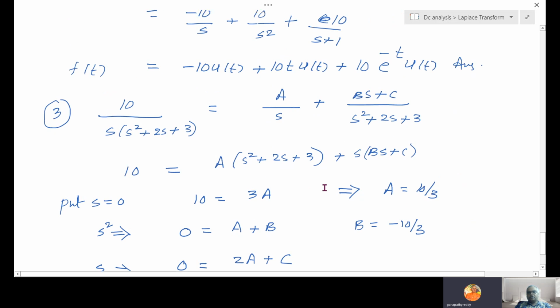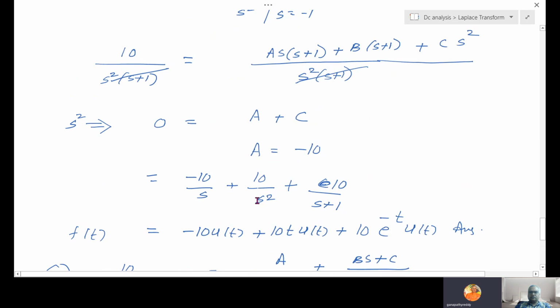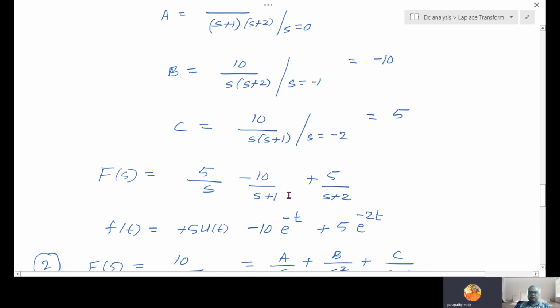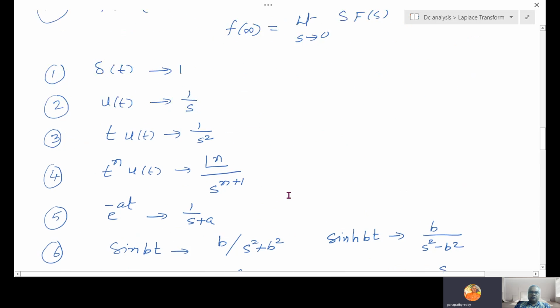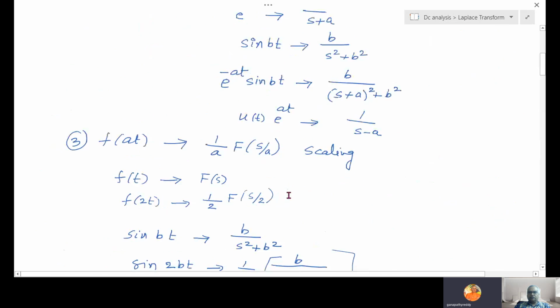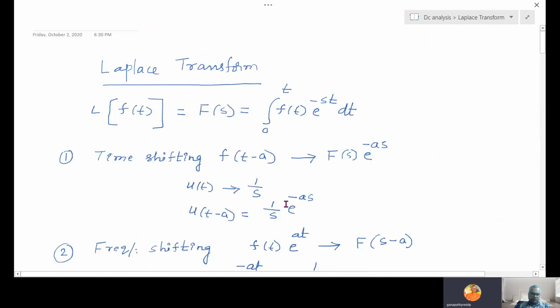Okay. So these are the different methods. So practice Laplace transform, inverse Laplace transform, properties, and so on. All these are important, helpful in second unit of transient analysis. So now I stop here.